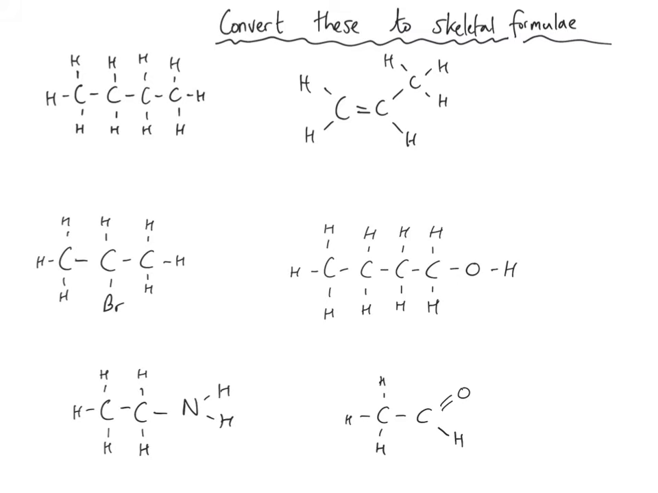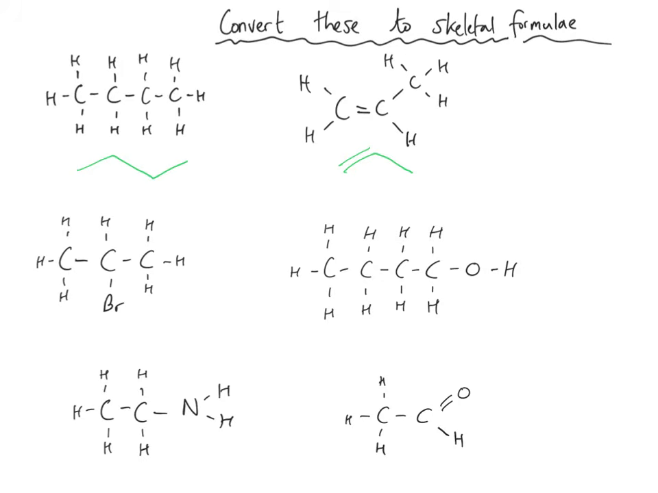So let me have a go at these skeletal formulae. This first one is nice and easy. We've got 4 carbons in a row, so actually all we need to do is that. This second one's a little bit harder. We've only got 3 carbon atoms in a row, so we're going to draw this, but because it is an alkene, we've got that line there.